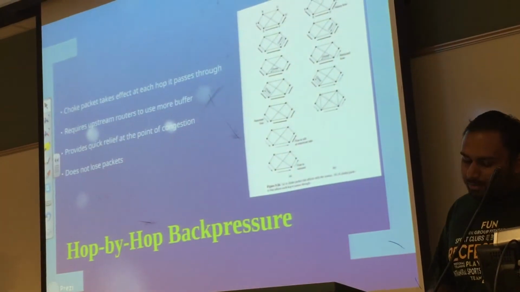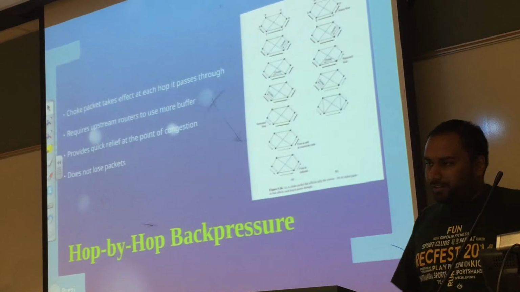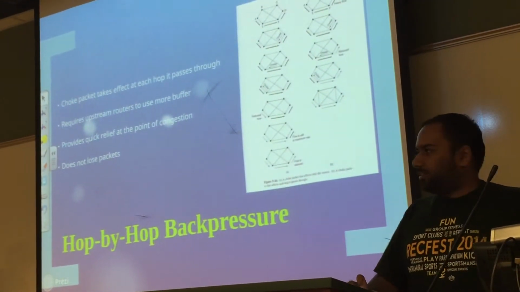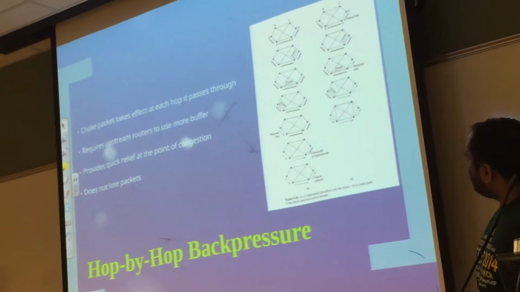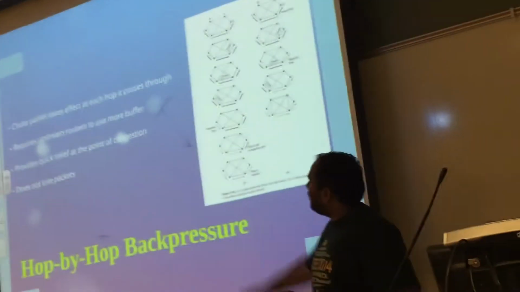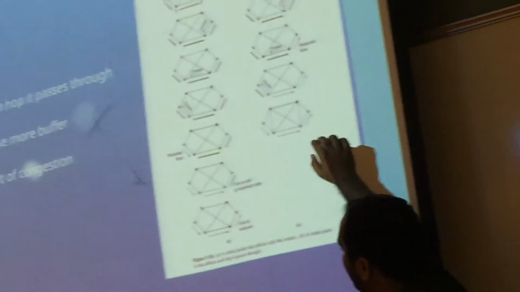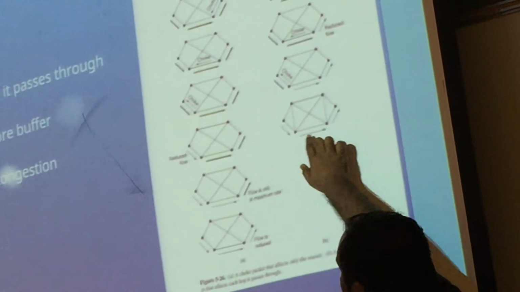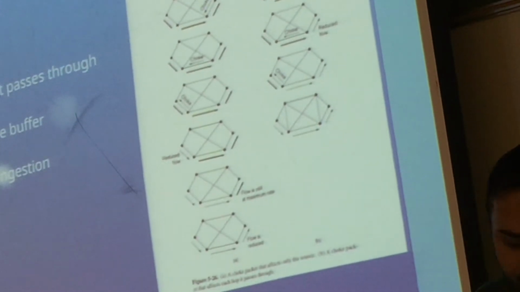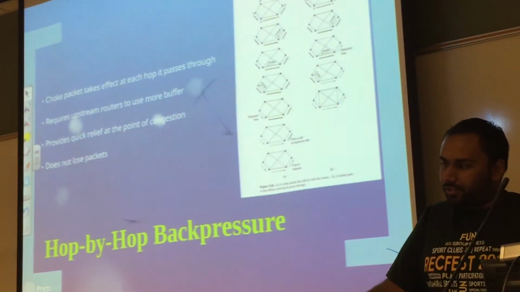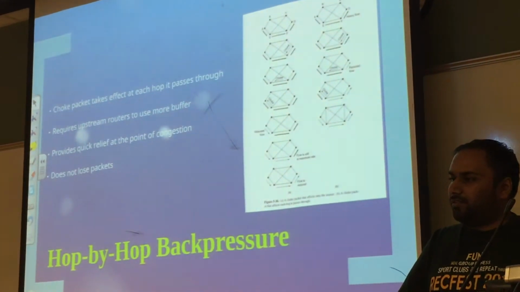The next method is called hop-by-hop back pressure, which is like a choke packet, but it takes effect at each hop it passes. So in the image, you can see that on this side is the standard choke packet path, and on this side is the hop-by-hop path. You can see it's shorter because it takes effect at each different point that it passes. In order to use hop-by-hop back pressure, you need to have routers upstream that have more buffer space so they can hold more packets in while the other routers get relief.